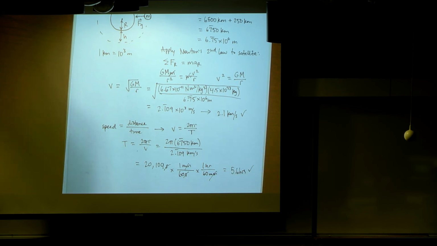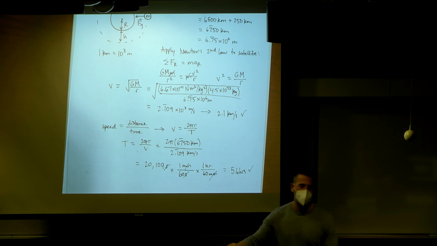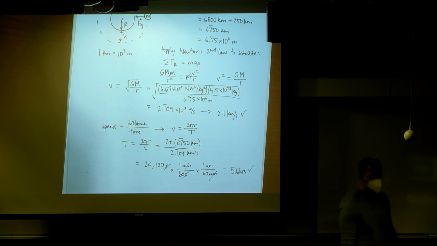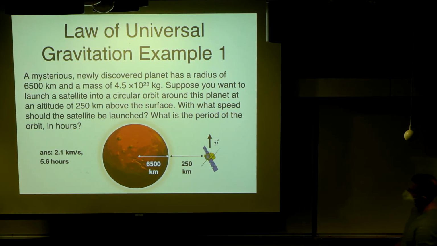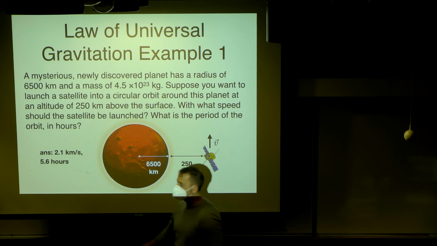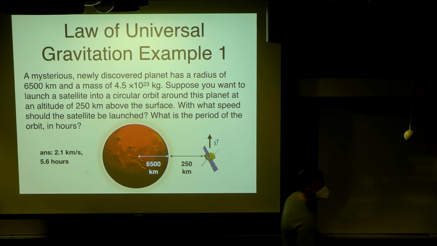And that's pretty typical, you know. Remember, we did this example problem with satellites orbiting the Earth at low Earth orbit, and things like the International Space Station, for example. They take about 1.5 hours to orbit the Earth. So that's a reasonable value, right? Okay, so to summarize, those are the answers: 2.1 kilometers per second and 5.6 hours. Okay. Let's do another one.